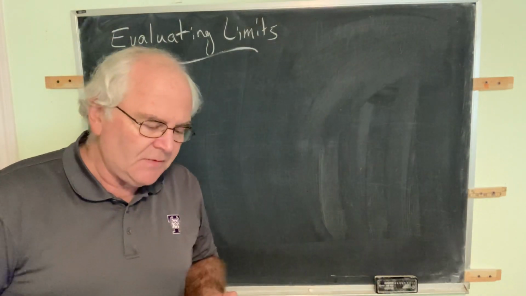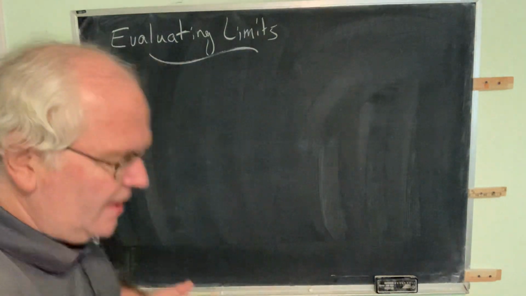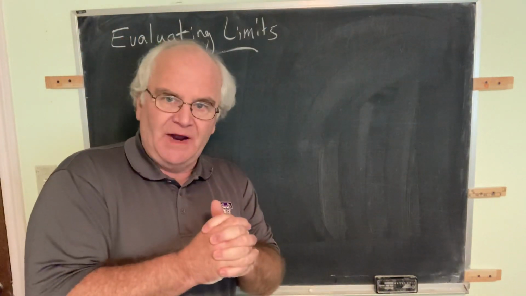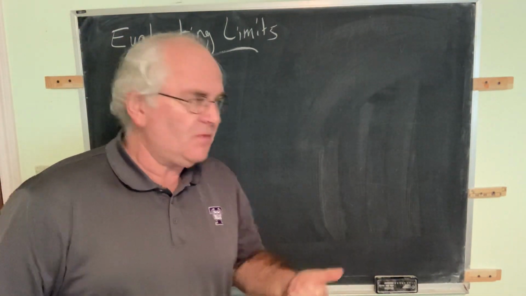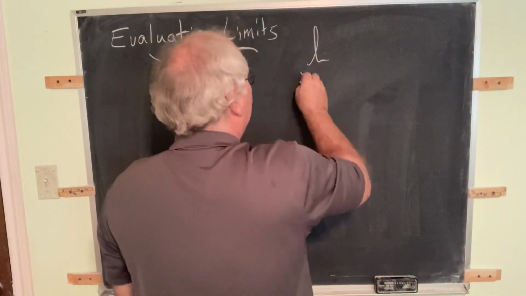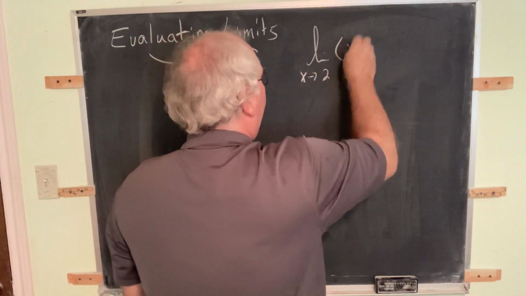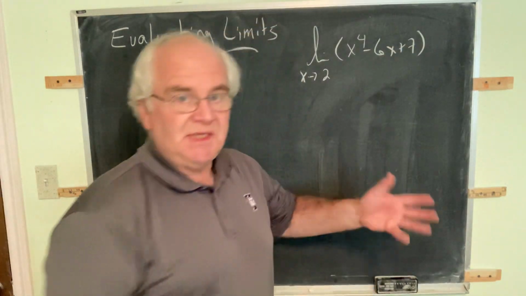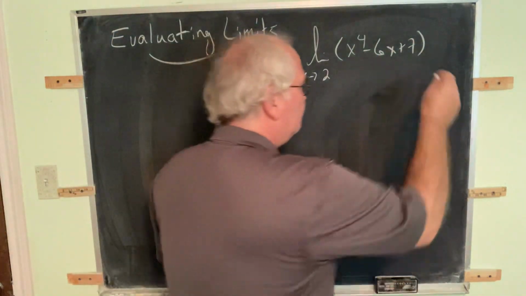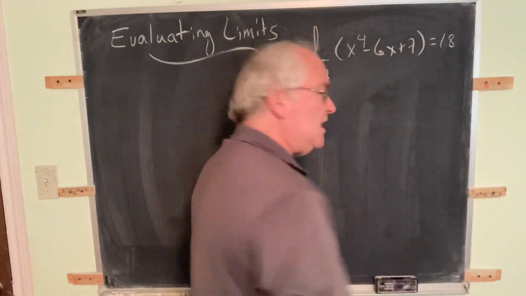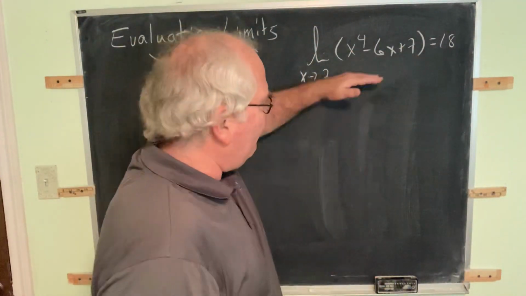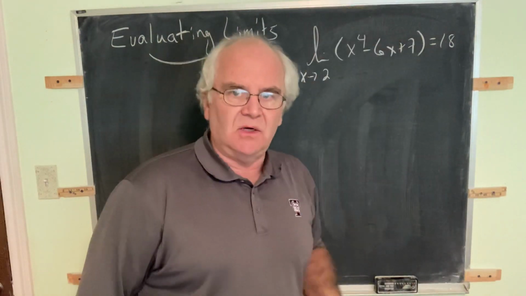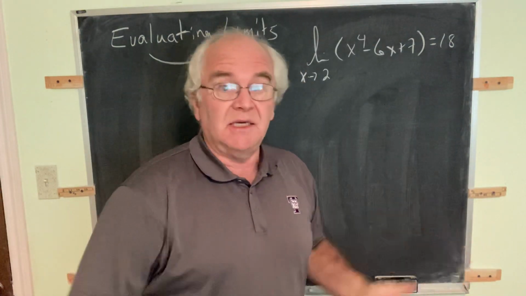Given a specific function, we want to be able to evaluate that limit. Now, one way to find the limit is to simply guess. If you're given the limit as x approaches 2 of x to the 4th minus 6x plus 7, you could just guess a number, 18. I have no idea if that's correct. I'm going to guess 18. And then you could do a delta epsilon proof. And if it worked, then yes, 18 is correct.